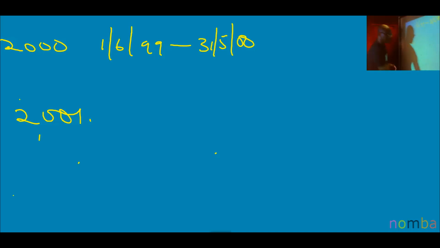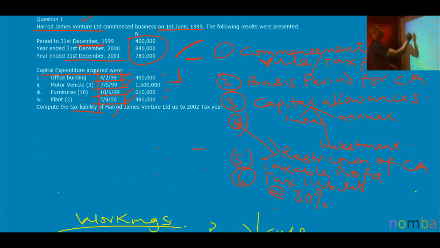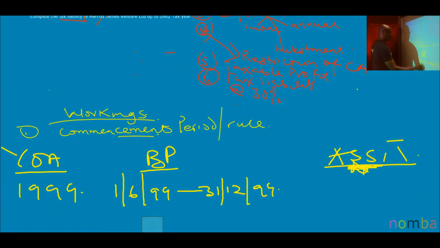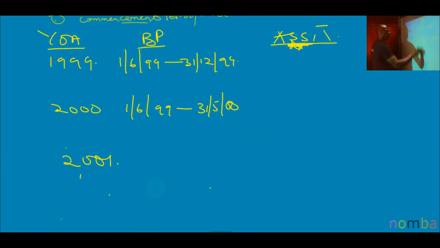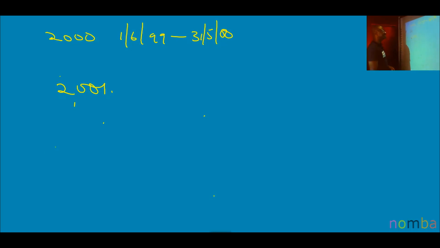Check the month of accounting year end. In this case, the month of accounting year end is December. Okay? It prepares the account to December every month. I've underlined that. So if December is the month of accounting year end, it therefore means December does not precede June.